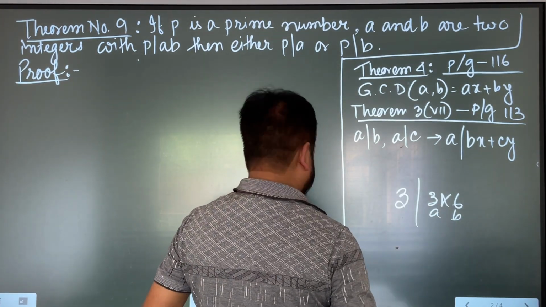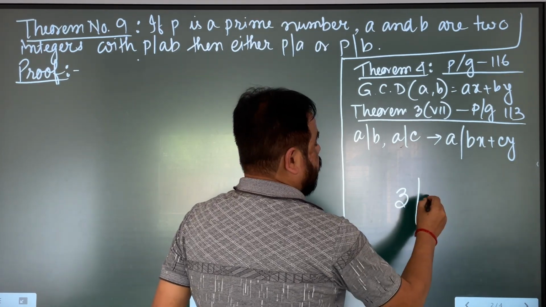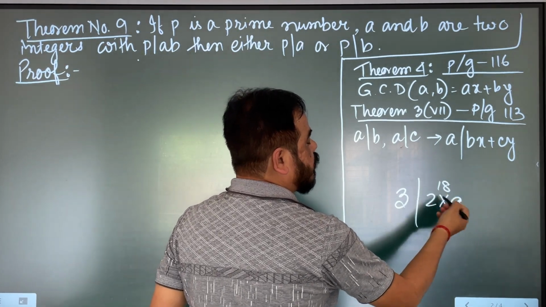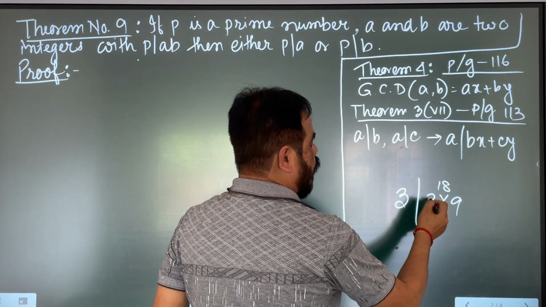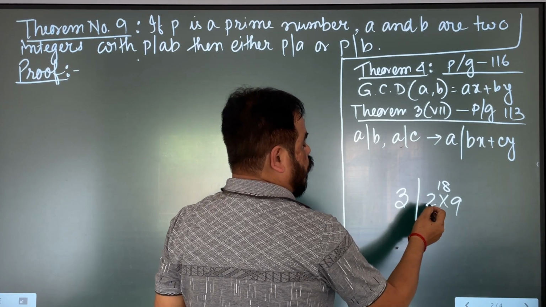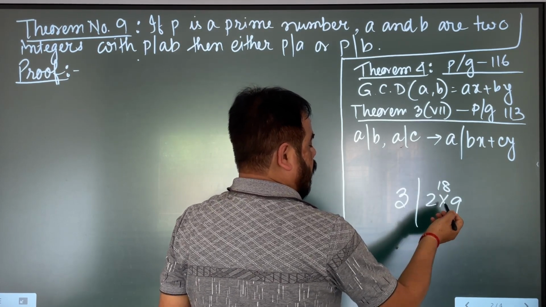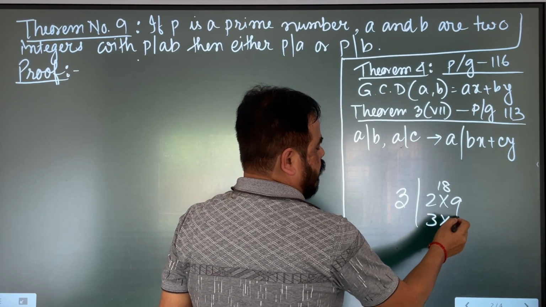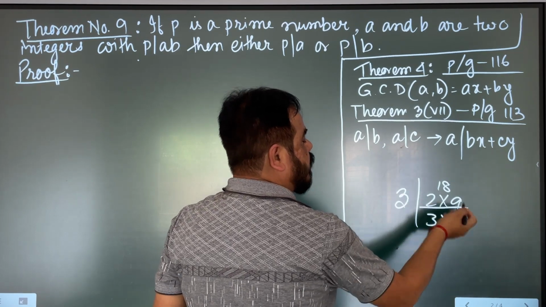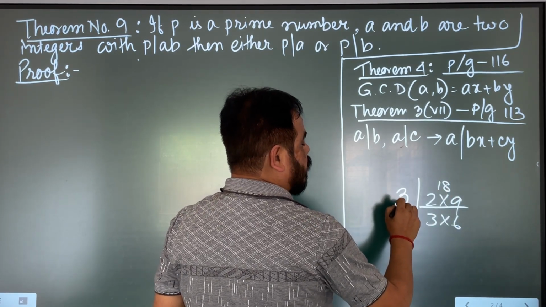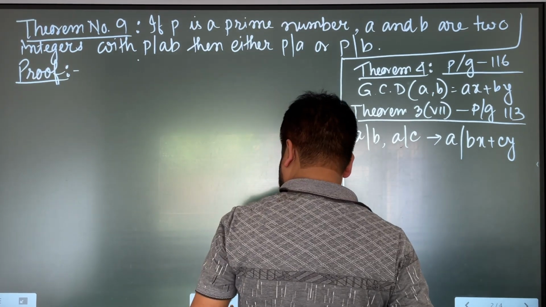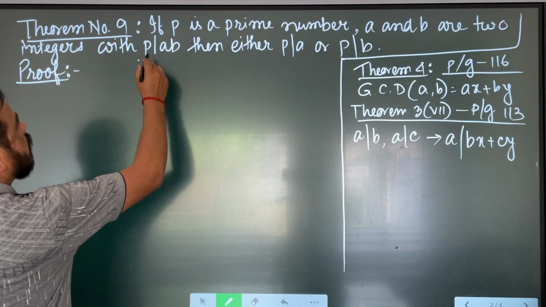And sometimes it is like this, 2 into 9. 2 into 9 is actually 18. 3 divides 18. But 3 divides 2 into 9. Either 3 will divide 2 or 3 will divide 9. This is the meaning of this theorem. If it is 3 and 6 both, 3 will divide 3, 3 will divide 6 also. Now here 2 into 9 is 18. 18 is divisible by 3. But it is either or. Here either or comes. So this is what you have to understand. So actually there is nothing to prove.